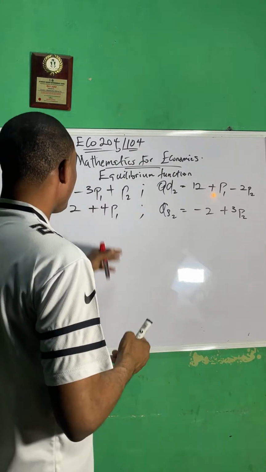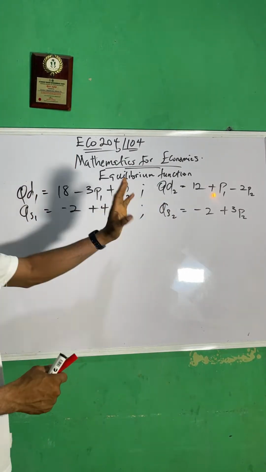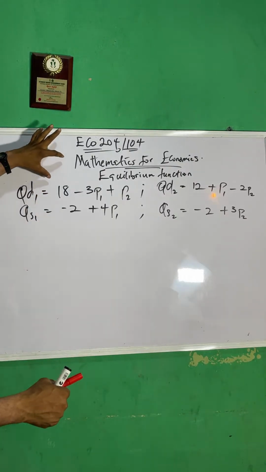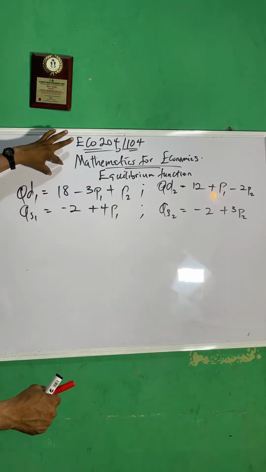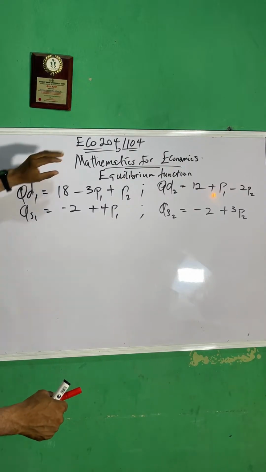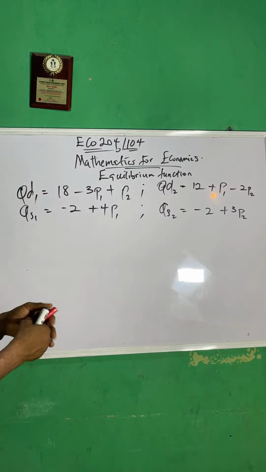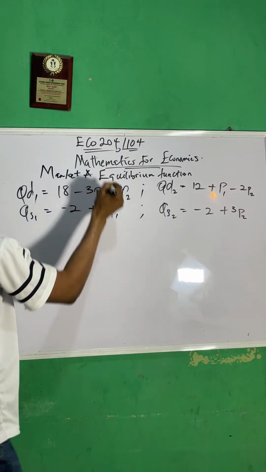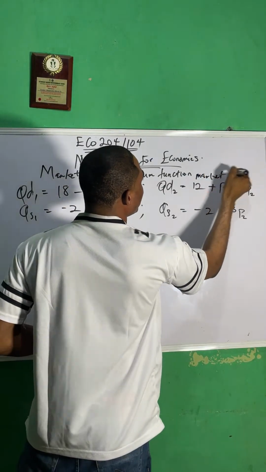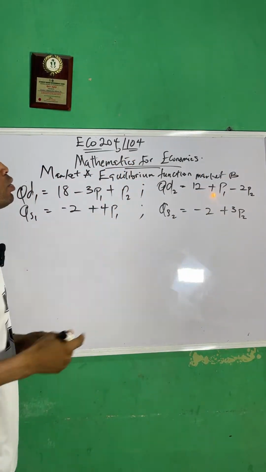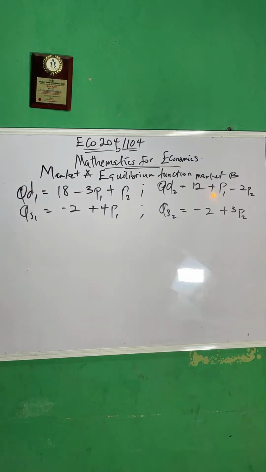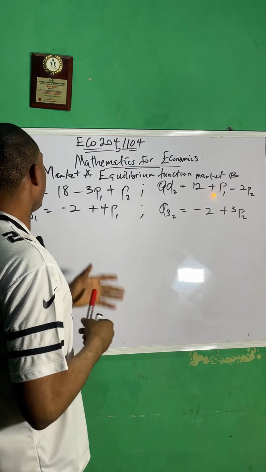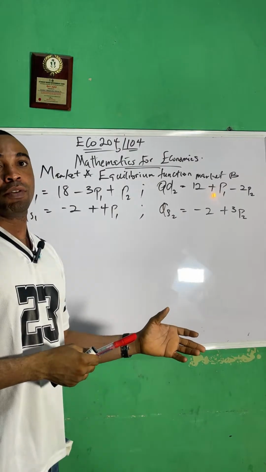So now let's move on. We have two market conditions. This is the quantity demand function and quantity supply function of market 1. So I can name this one market A, then this one can be market B. You can call it market 1, market 2. Now what we want to find out in this question is the equilibrium quantity and equilibrium price of both markets.